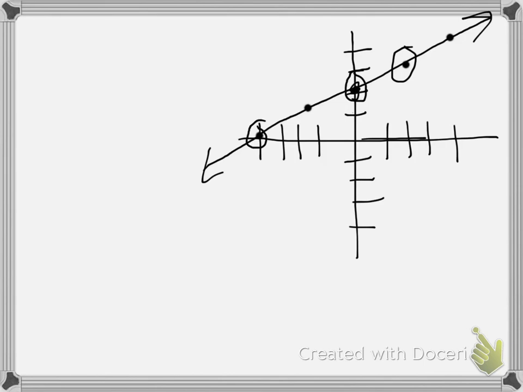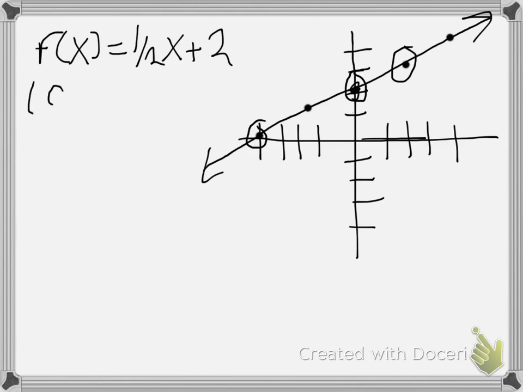This is the function f of x. Again, reminder, f of x equals 1/2 x plus 2. For part B, I picked 3 points. I picked 0, 2. I picked 2, 3. And I picked negative 4, 0.